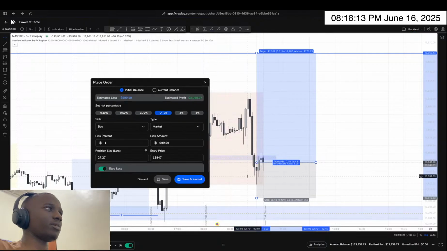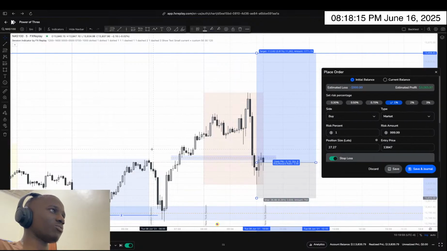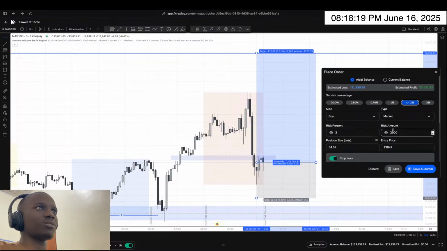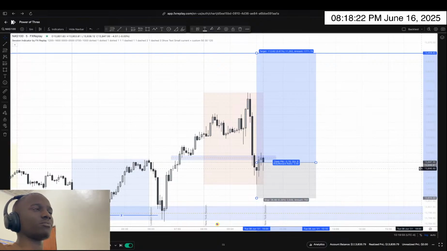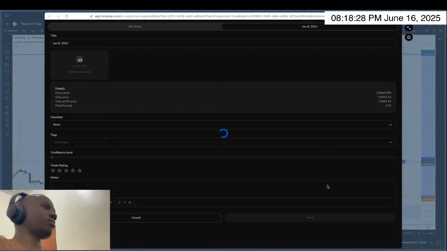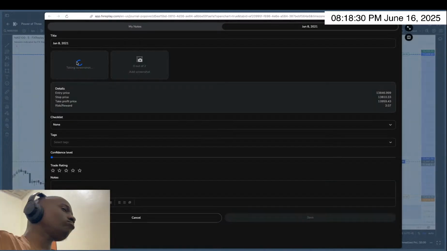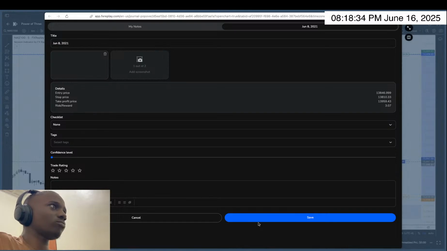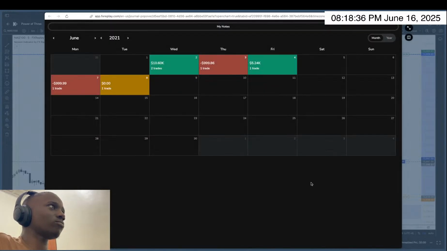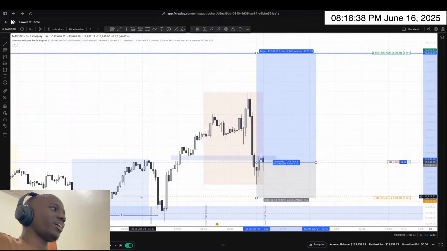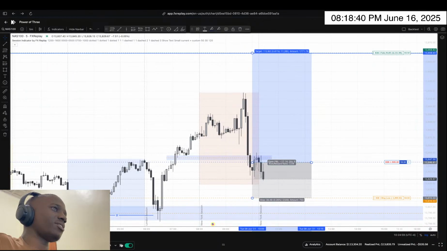This is a high probability, man. We have the sweep, we have the shift in structure. All the points on the checklist are marked for this trade. Okay, love the way we're finding trades every day.